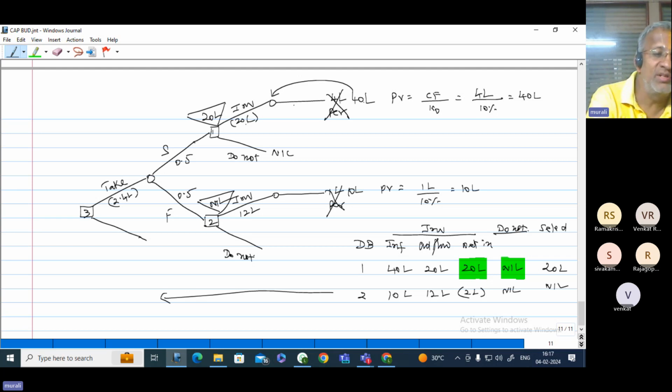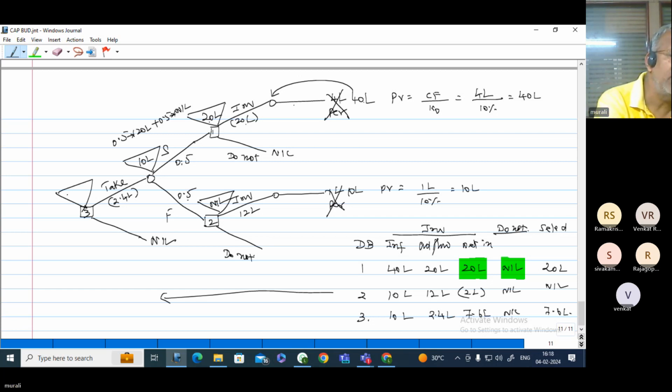So now, what is the next thing that you got to do? 0.5 into 20 lakhs, 0.5 into nil, it is going to be 10 lakhs. How did you get this? So you are getting 0.5 into 20 lakhs plus 0.5 into nil. So that you are getting 10 lakhs. So here this is going to be nil. So decision box number 3, it is going to be 10 lakhs, 2.4 lakhs, 7.6 lakhs, nil, 7.6 lakhs.